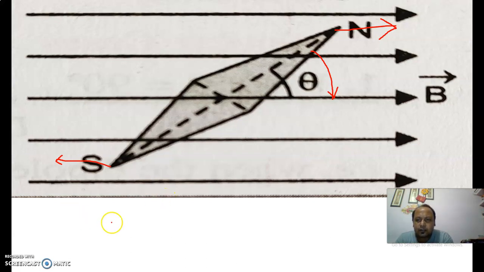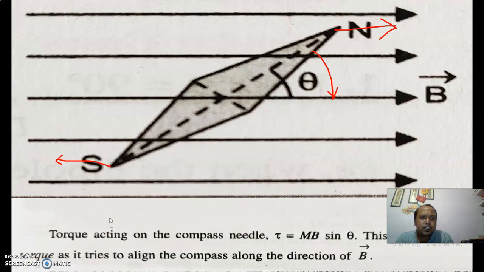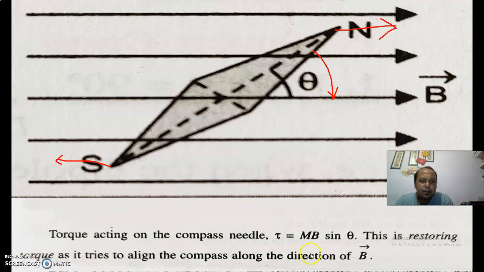And that value of torque is given by tau is equal to mB sine theta. Here m is the magnetic dipole moment, B is the magnetic field, and theta is the angle between m and B. So this is the restoring torque which we are having here. This tries to align the dipole in the direction of the magnetic field, which is the stable equilibrium position.